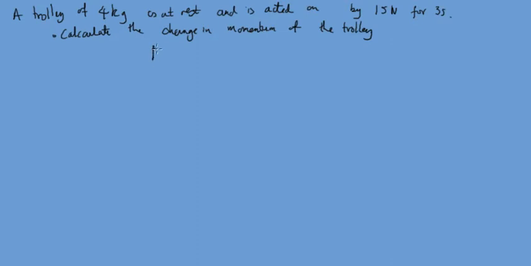So we've got F times the time is equal to m times the change in velocity. We've got 15 newtons and it's acted on the trolley for 3 seconds. The trolley has a mass of 4 kilograms and it starts at rest, and we don't know what the velocity is going to be. So we can calculate the change in momentum, which is the impulse. It's going to be 15 times 3, which is 45, and Newton seconds is our unit for impulse.